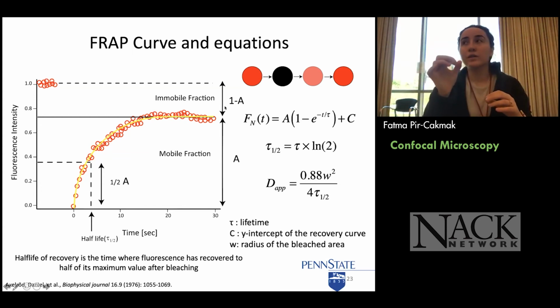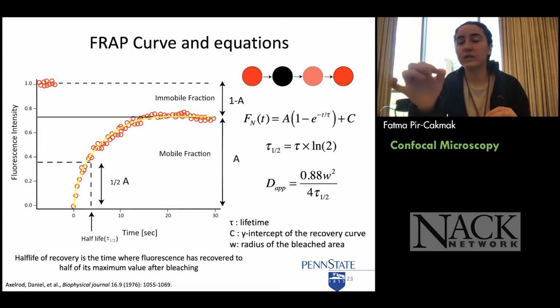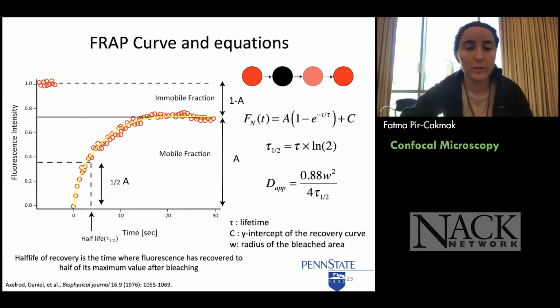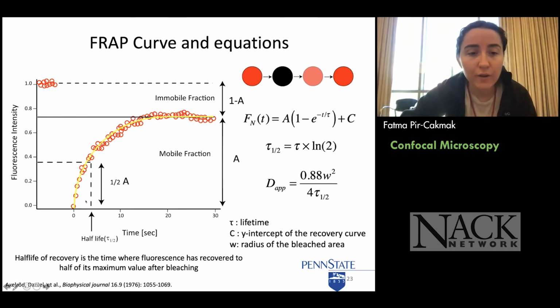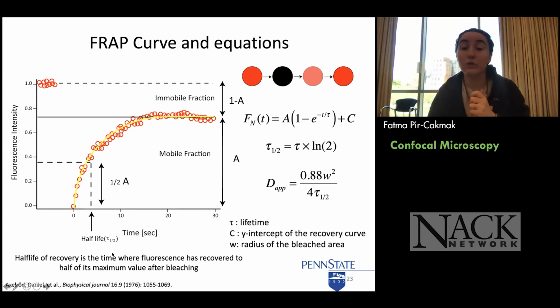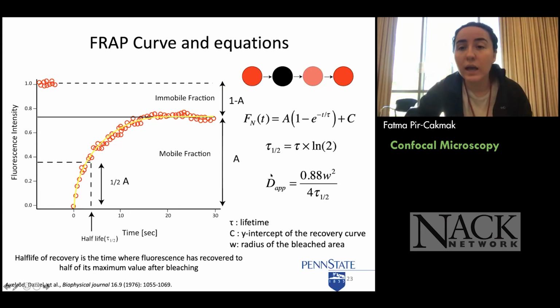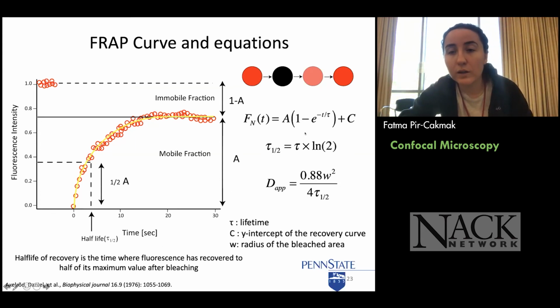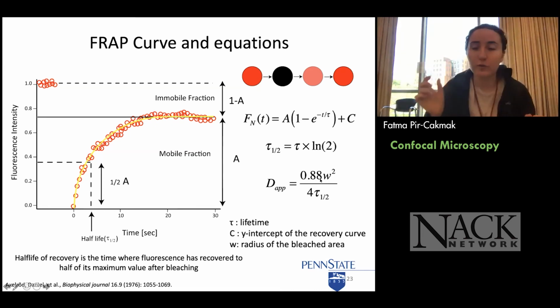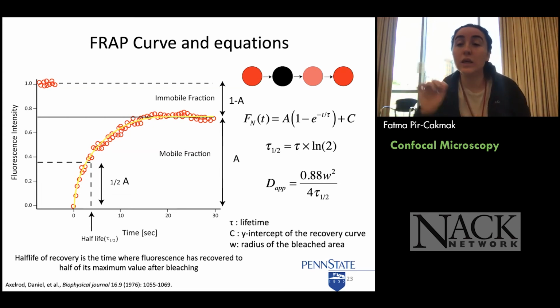This is just recording the fluorescence for the region of interest. It's quite a nice graph, right? By fitting this graph, you can get the half time of recovery, which is the time where the fluorescence has recovered to half of its maximum value. You can use this half time to calculate the diffusion coefficient, and this diffusion coefficient lets you know how fast your molecules are diffusing in and out.